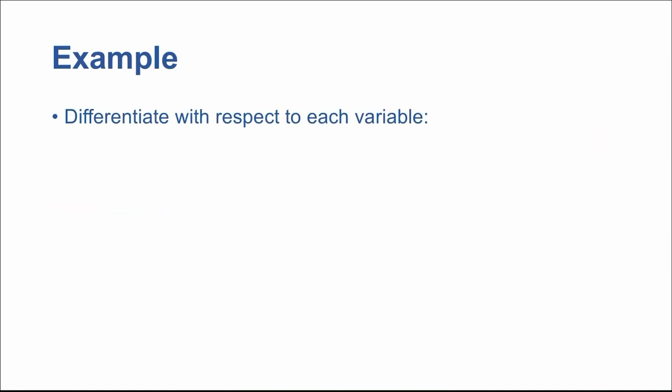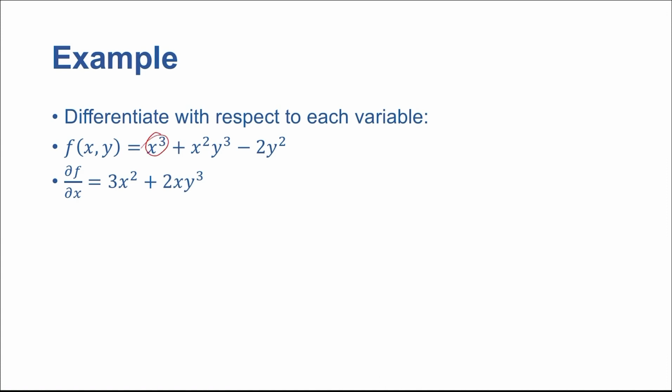Now why don't we try an example? So I'd like to differentiate with respect to each variable the following function, f of x, y equals x cubed plus y cubed plus x squared y cubed minus 2y squared. So if I want to differentiate with respect to x, I differentiate this term just normally. It's just monomial differentiation. Now this term I treat as a constant, so that just stays y cubed through the differentiation. This I differentiate, so that becomes 2x, so I get plus 2x y cubed.